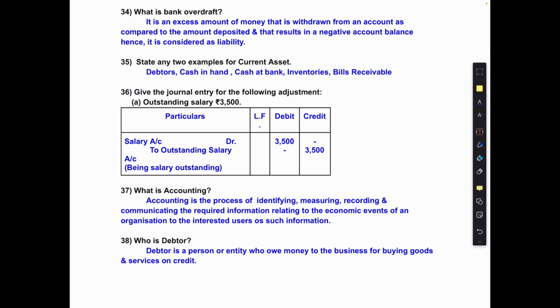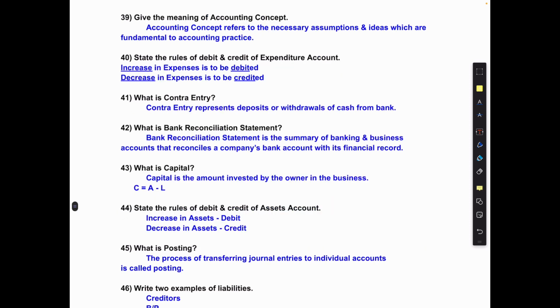38. Who is debtor? Debtor is a person or entity who owes money to the business for buying goods and services on credit. 39. Give the meaning of accounting concept. Accounting concept refers to the necessary assumptions and ideas which are fundamental to accounting practice.